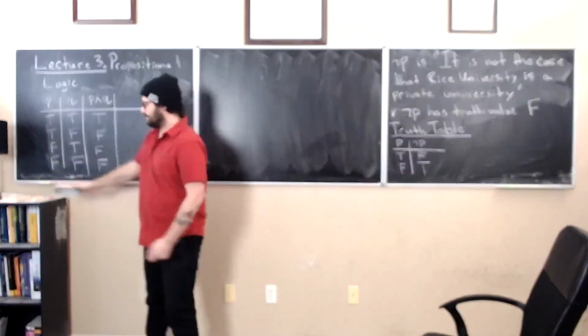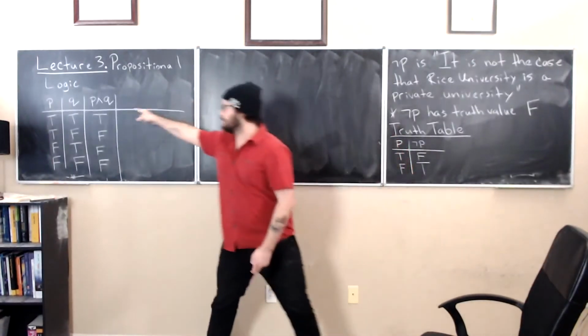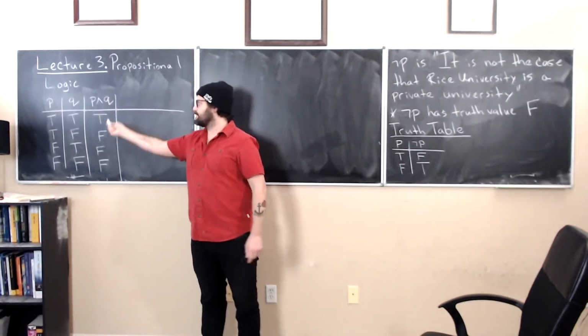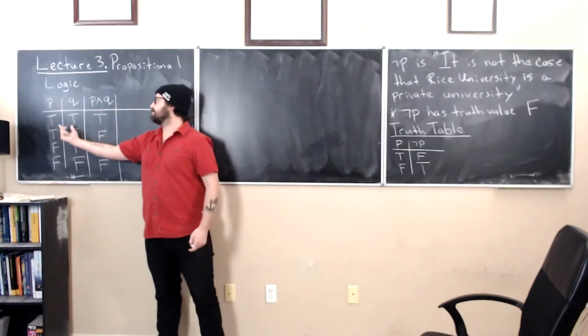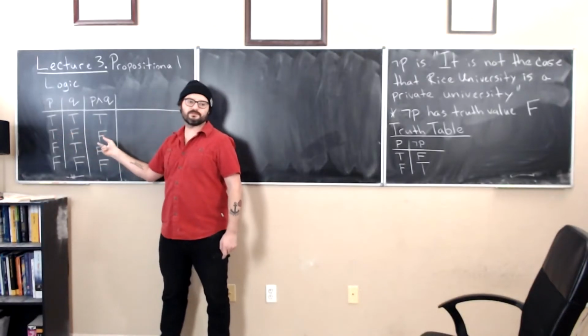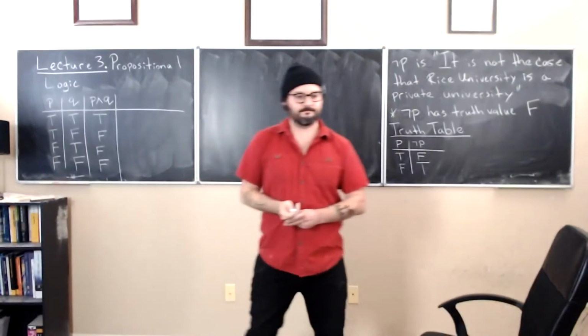So, does anyone want to take a guess at how they would define that operation based off of these values? If P and Q have that, then that. If P is that and Q is that, then that operation is that. So forth and so on. How would you describe this in words?